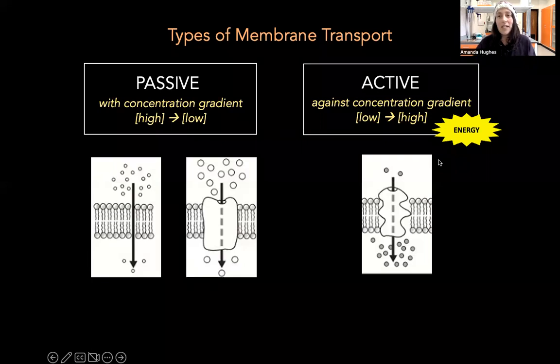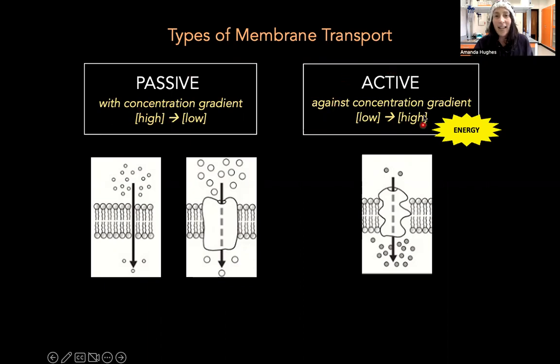There are two major types of membrane transport. There is passive transport, which is moving something across the membrane that does not require the use of energy, and things are going to be moving with their concentration gradient, which is why it doesn't require any energy to have that happen.